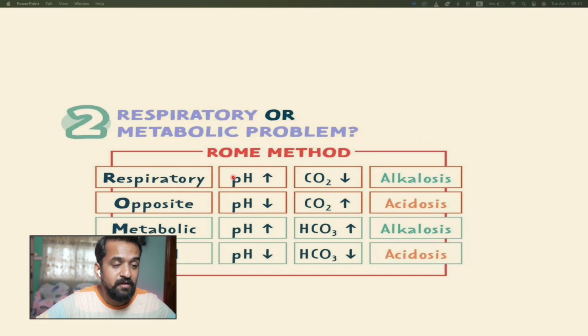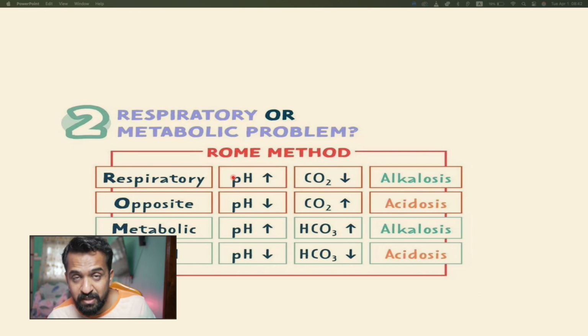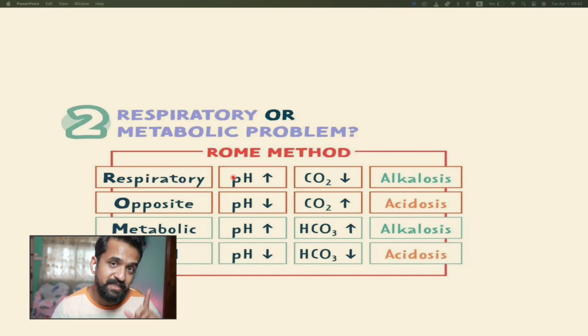So respiratory, if pH is high and CO2 is low, that's respiratory alkalosis. If pH is low and CO2 is high, that is respiratory acidosis. If the pH is high and bicarbonate is high, look, they're going in the same direction. They're equal. So that's metabolic alkalosis. And if the pH is low and bicarb is low, that is a metabolic acidosis.